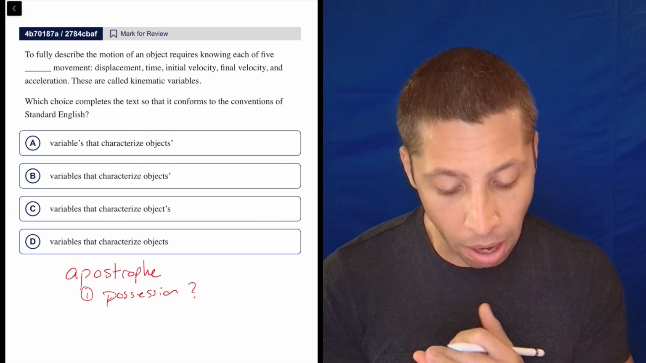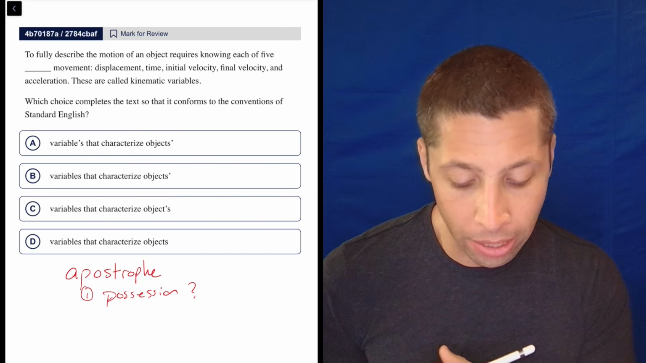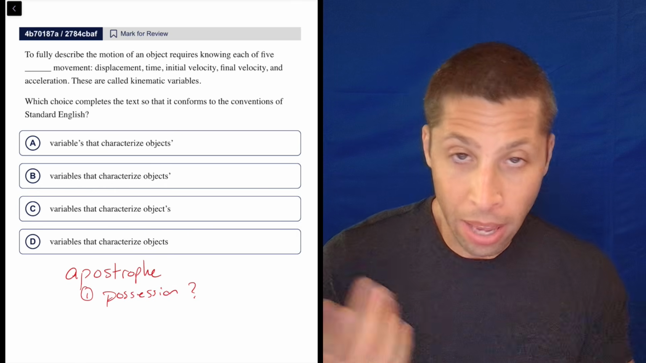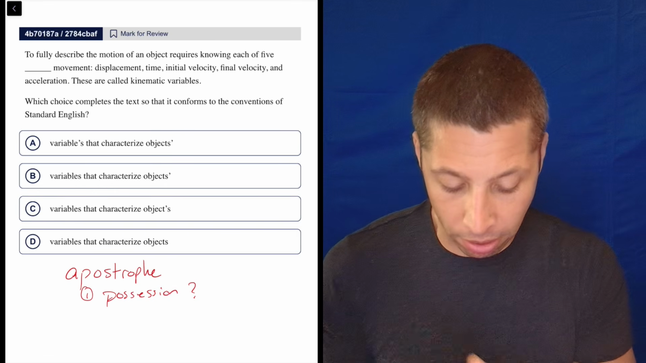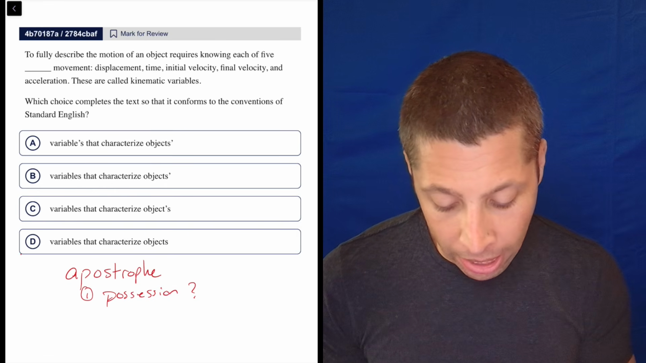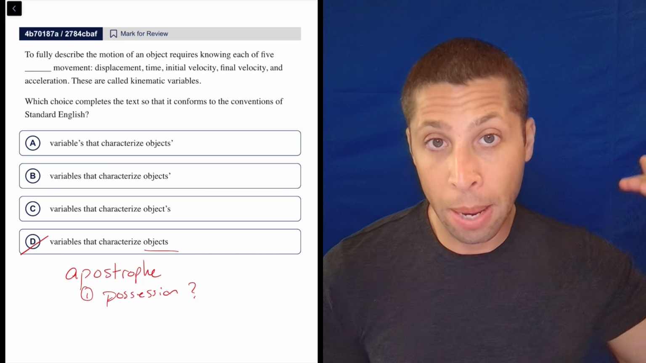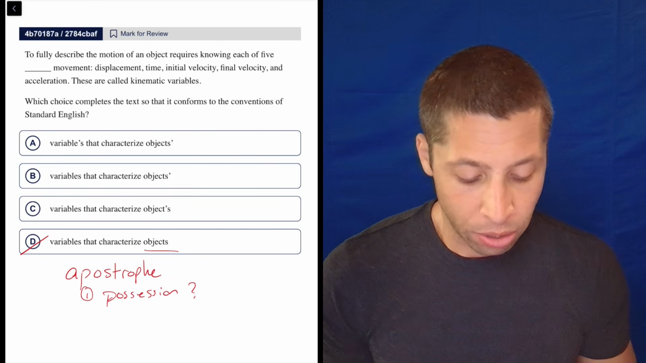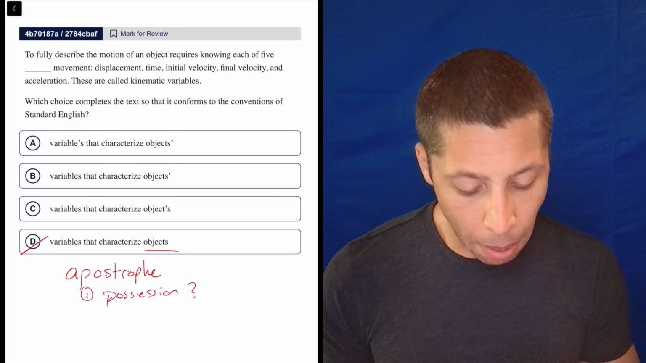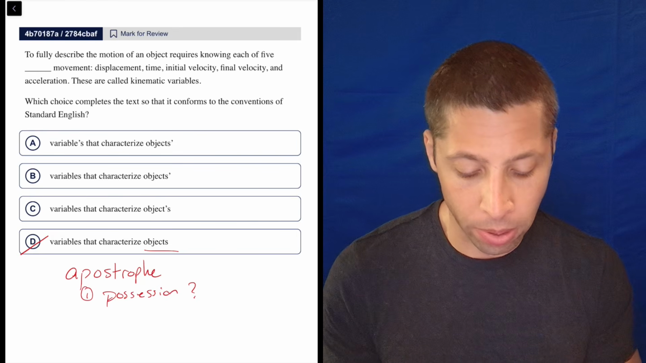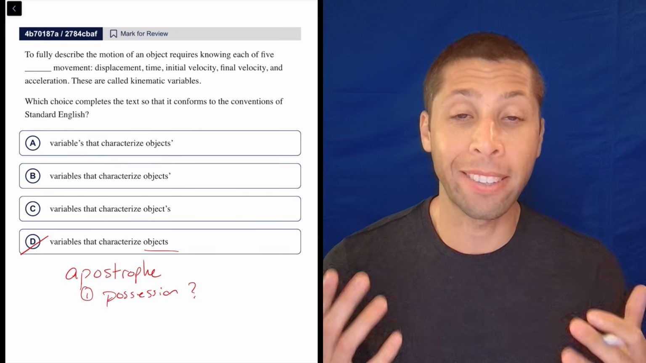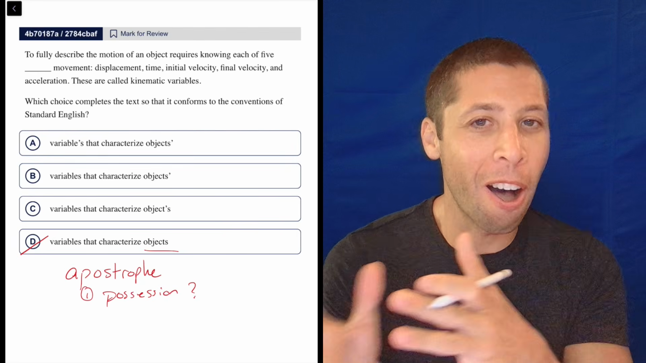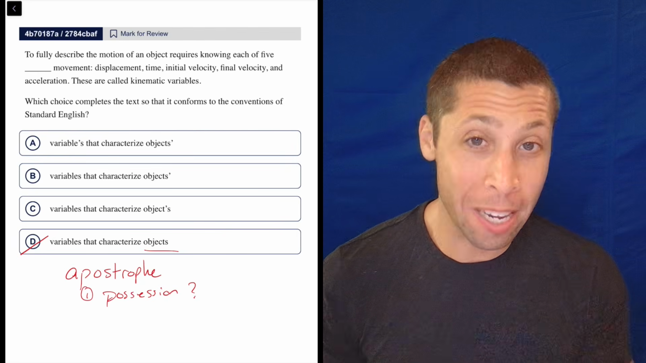To fully describe the motion of an object requires knowing each of 5 variables that characterize object's movement. So yes, the movement belongs to the object. So that's going to get rid of D because we need a possessive indicator on this, meaning we need an apostrophe. And again, I'm not going to worry about whether it goes before the S or after the S. Maybe that won't matter. That's how most apostrophe questions go: it's not even about where it goes on the word. It's about whether we need the apostrophe at all.